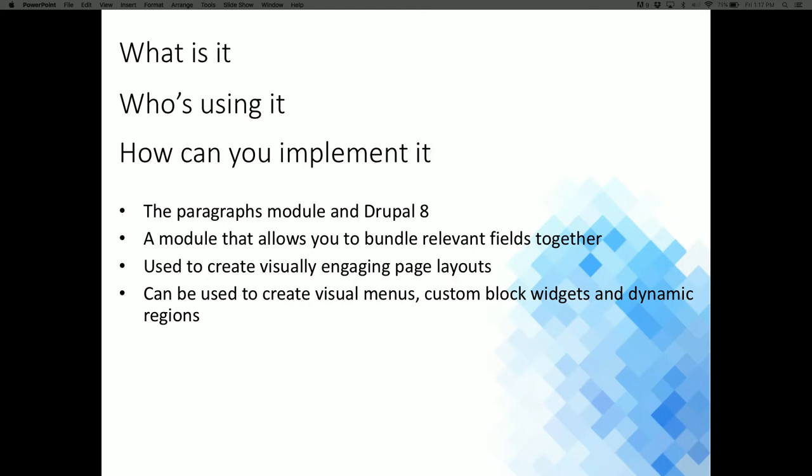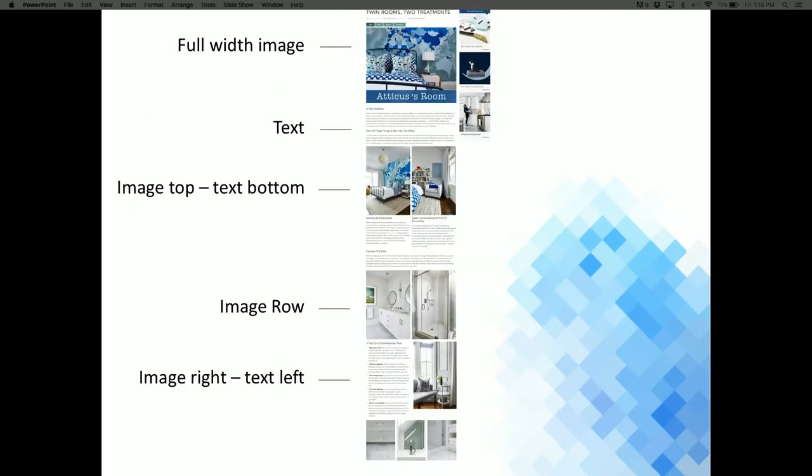So I'm going to dive into a case study right now. The case study is for the client site that I just mentioned. They're an interior design firm in Toronto, so their goal is obviously to create something very visually appealing for their end users. So I'm just going to show you a node right now, the basic layout that they use paragraphs with. So the top one right there is a full-width image. That itself is a paragraph type, followed by a text paragraph type right underneath it.